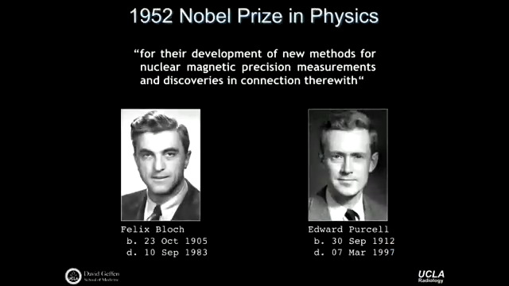Anyway, the guys that we'll talk about, at least in part today, are Felix here and Ed. They were awarded the 1952 Nobel Prize for the development of new methods for nuclear magnetic precision measurements and discoveries in connection therewith. Bloch was able to get his name on the equations themselves, and Ed Purcell has a fair number of other things sort of named after him.